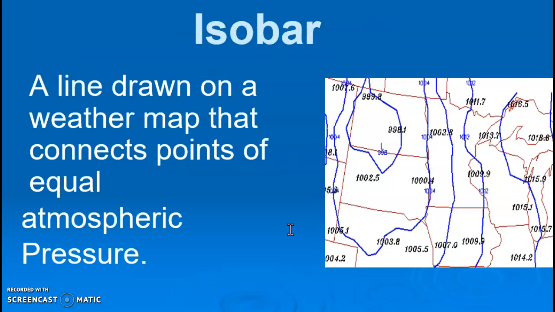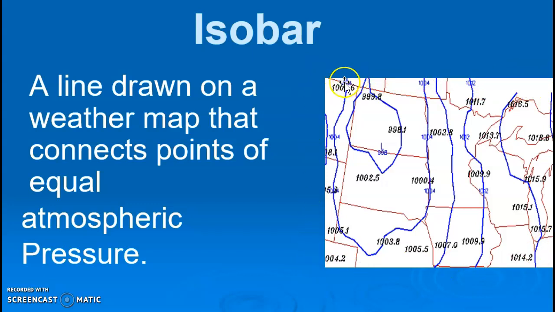An isobar is a line drawn on a weather map that connects points of equal atmospheric pressure. So you know already what weather instrument is used to measure air pressure, and that is our barometer. So using that barometer, the scientists will be using a weather map. So this is now a weather map.